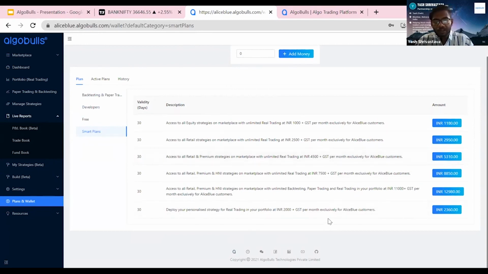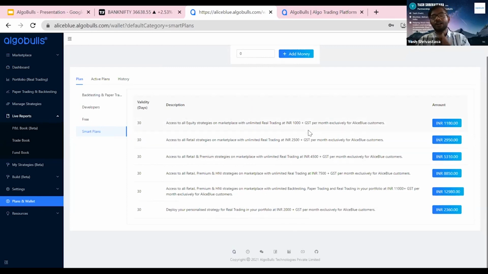Apart from that, we also have a few plans. Suppose you want to get your own strategy listed and build a personalized strategy. For that, you can get in touch with me to get your strategy built. To run your strategy on a monthly basis, it would cost you 2,000 rupees per month plus GST.